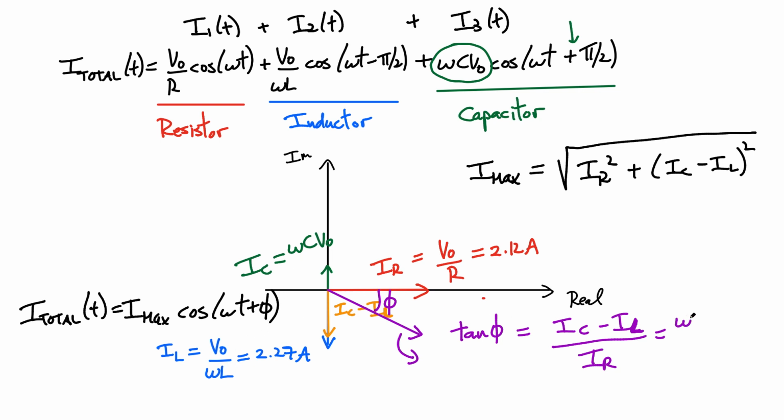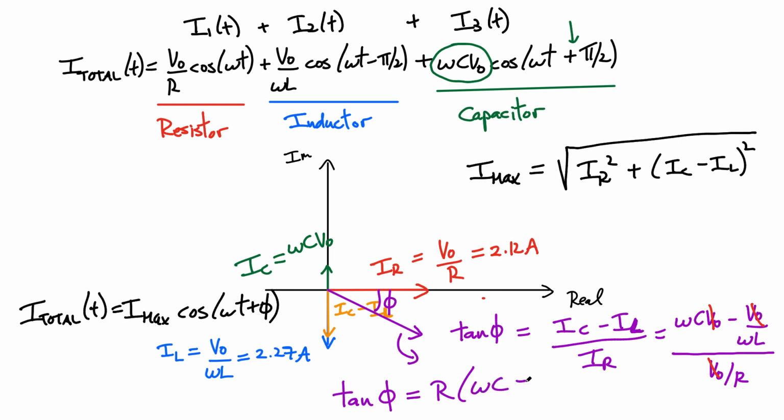What you end up getting is omega C V naught minus V naught over omega L. And all of this now gets divided by IR, which was V naught over R. You notice you have V naughts in all the terms. You can eliminate all of those. And I can bring this resistance into the numerator. And at the end, the final expression I get for tangent of phi looks something like this. It's the resistance multiplied by omega C minus 1 over omega L. So this is how you can find the expression.